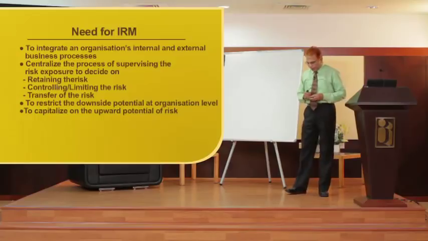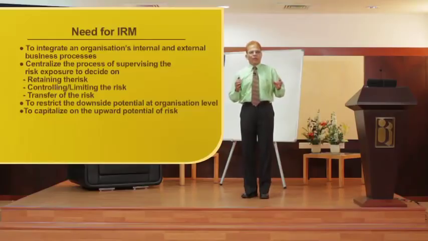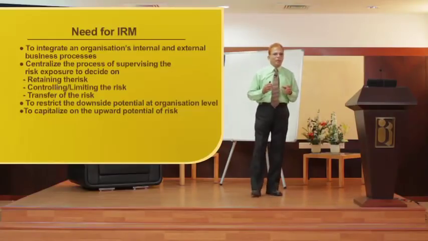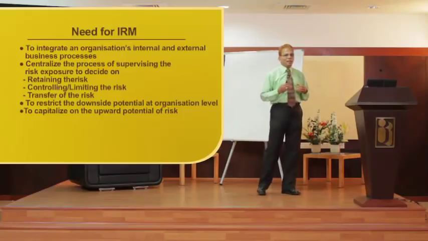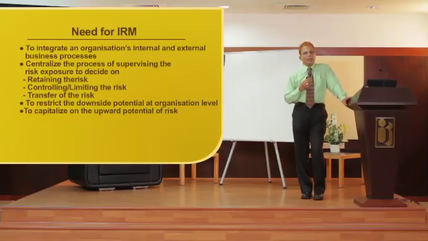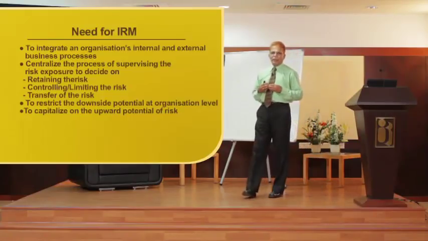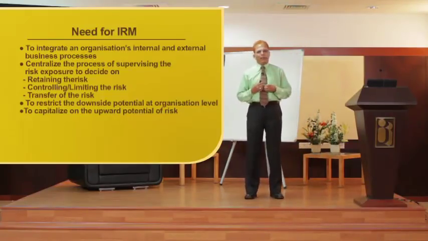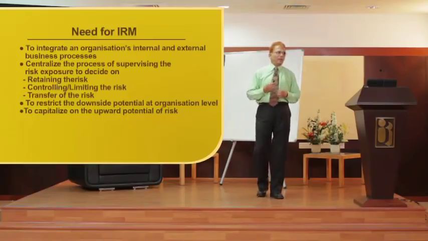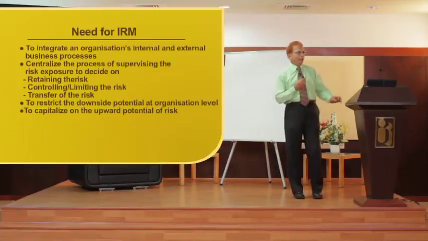And this will help if you know, at an aggregated level, the kind of risk the organization is facing across the business lines. Probably you are in a better position to decide whether the organization per se should retain the risk, or how do you control and limit those kinds of risk across the organization. And probably if there is a possibility, the organization can take a view at the centralized level to see whether this can be transferred, particularly in case of insurance and that kind of thing.